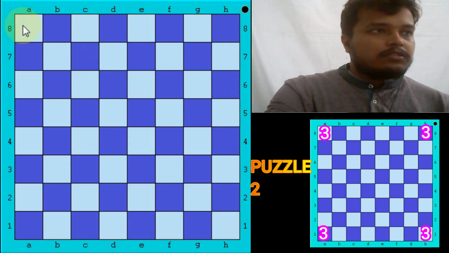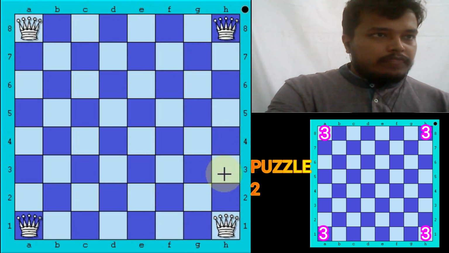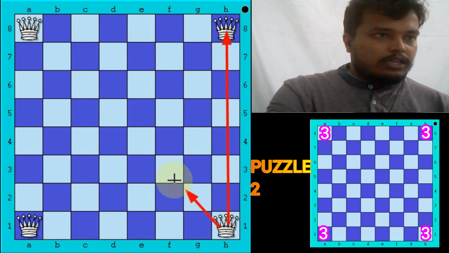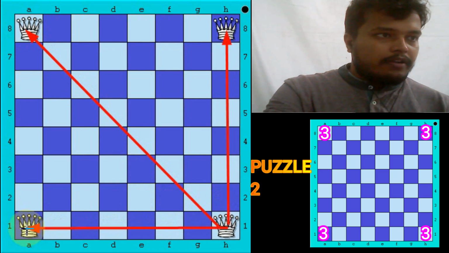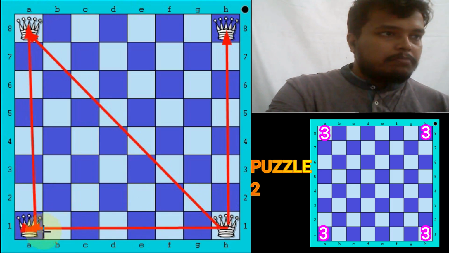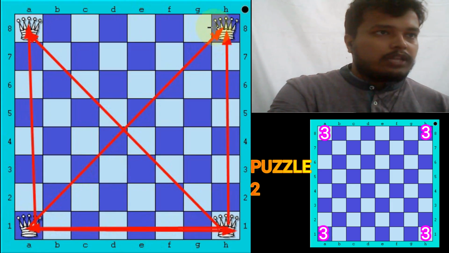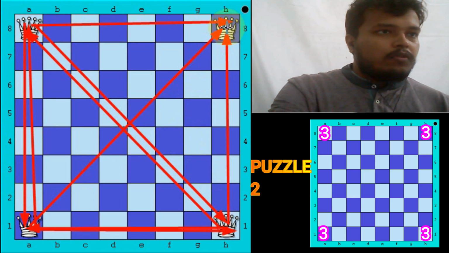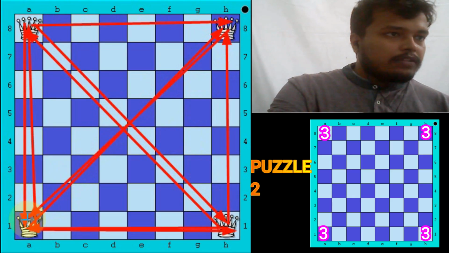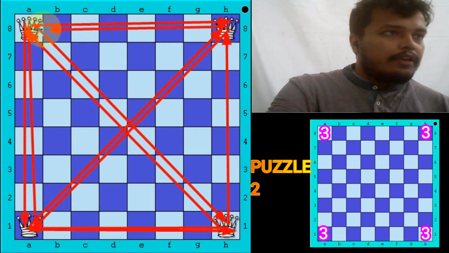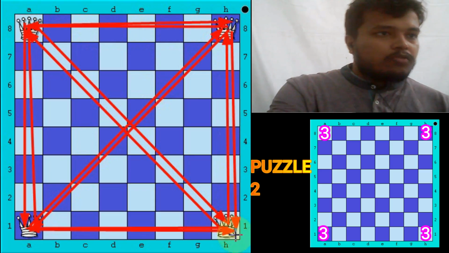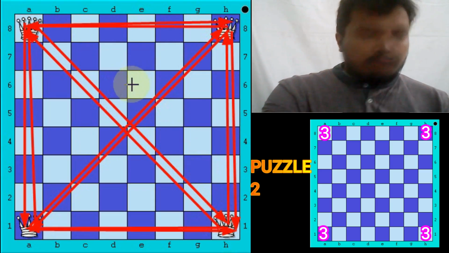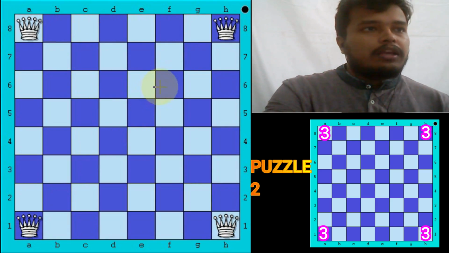The piece placement is queen at the four corners. If you place queens at the four corners, then they attack each other thrice. This attacks here, here and here, and similarly all pieces attack the corners thrice, and this queen attacks here, here and here. So totally 3 attacks on all the 4 corners. These were a bit easy.